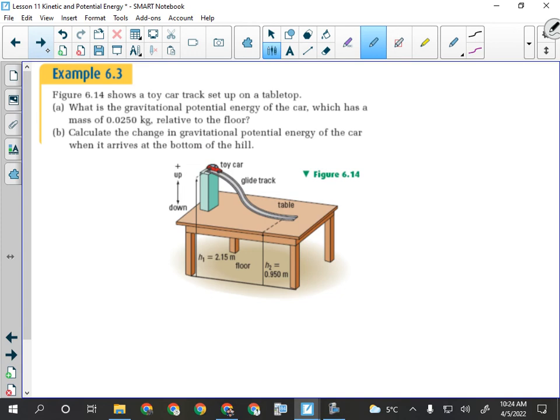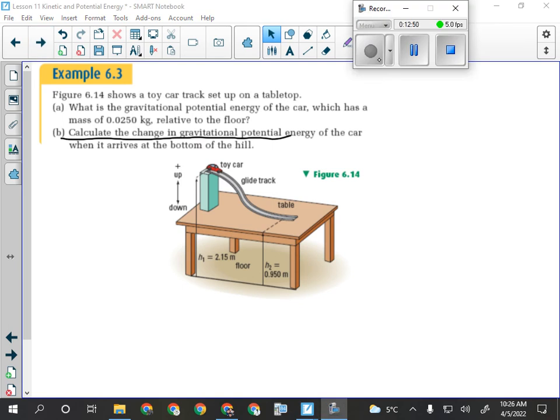I want you guys to read this one through and then give it a try. The toy car is on this track. The top of the track is 2.15 meters from the floor. The bottom of the track, or the table, is 0.950 meters high. See if you can calculate the change in gravitational potential energy of the car between the top and the bottom. Super easy because we've done stuff way harder than that already. Just looking for the change in potential energy.